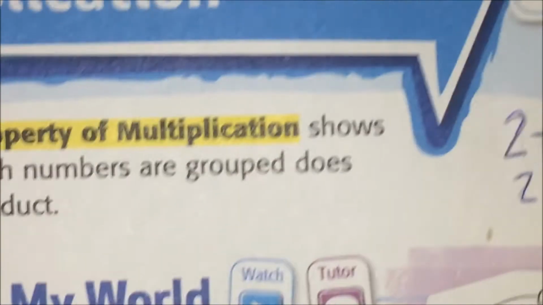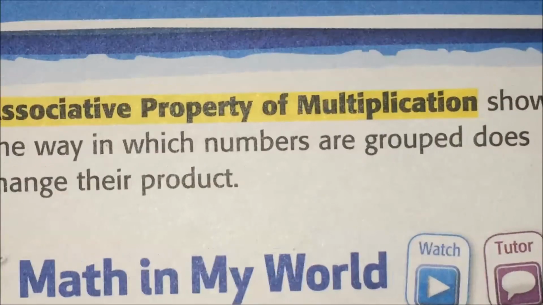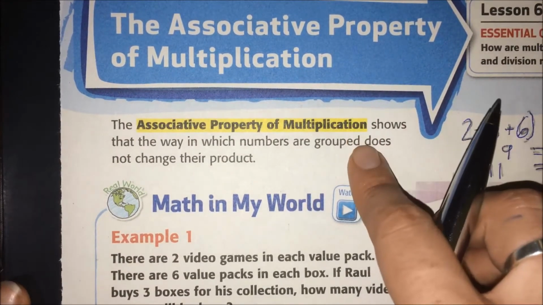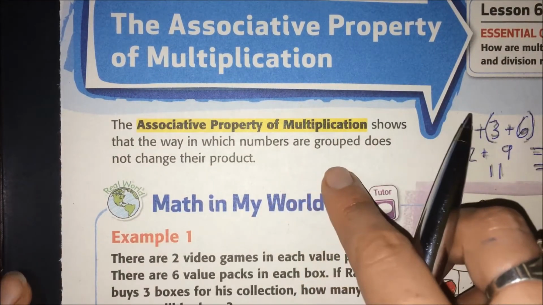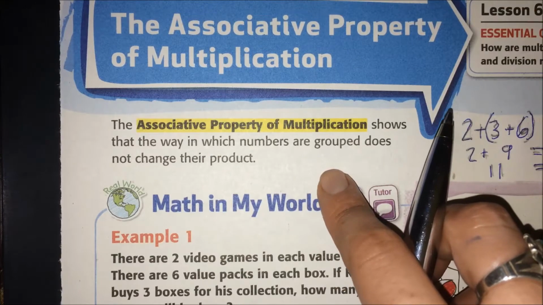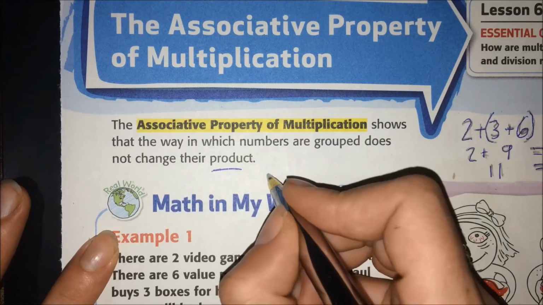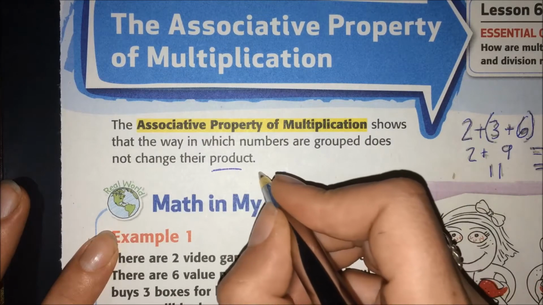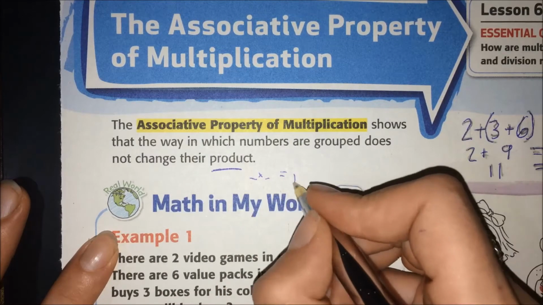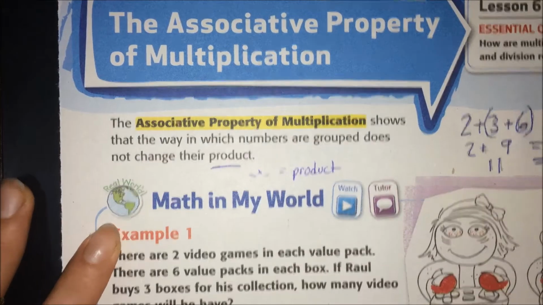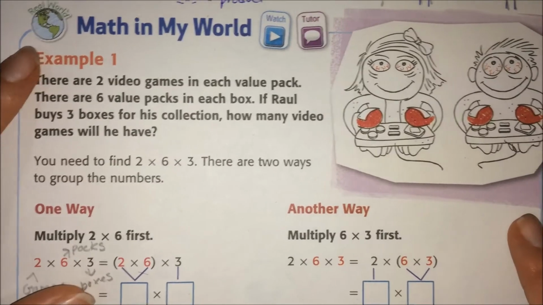Okay, now let's look at the associative property of multiplication. The associative property of multiplication shows that the way in which numbers are grouped does not change their product. So the difference there is the word product. Remember, product is the answer to a multiplication problem. Okay, let's look at the example.